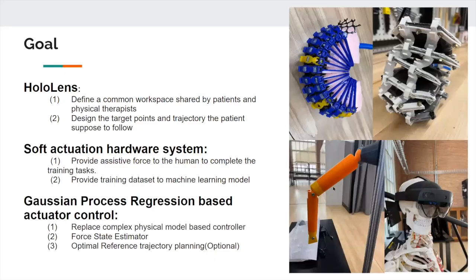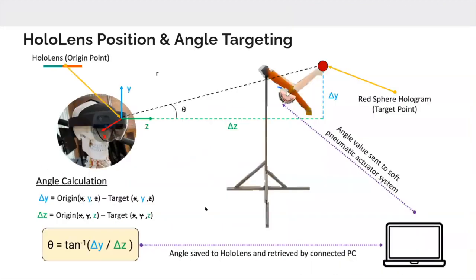So this is what we're trying to do. Because we don't have a real patient here, we're going to replace the human's body with a human dummy arm, which looks like this on the bottom right. We're going to use two sets of soft actuators, but in practice we only use this one. We are technically able to further improve it by using both. And we're going to use a HoloLens as well.